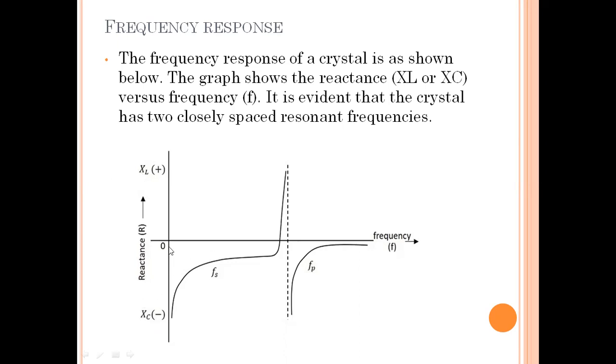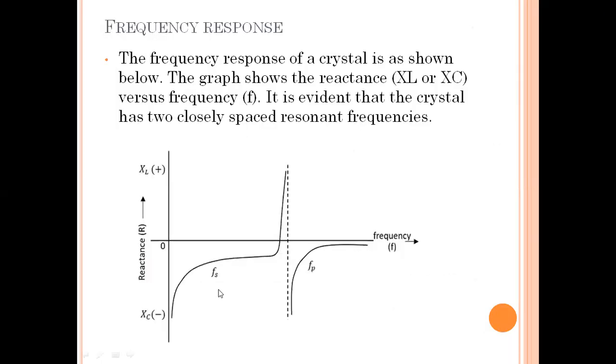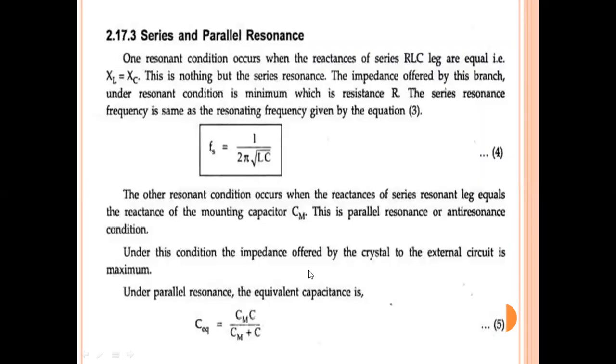It is evident that the crystal has two closely spaced resonant frequencies. If you observe the figure, we have two frequencies, Fs and Fp. We can also call them series and parallel resonance. Fs and Fp are also called the series and parallel resonant frequencies.